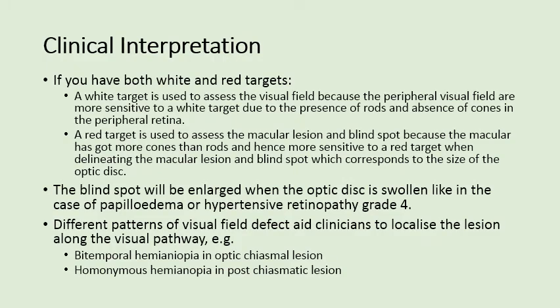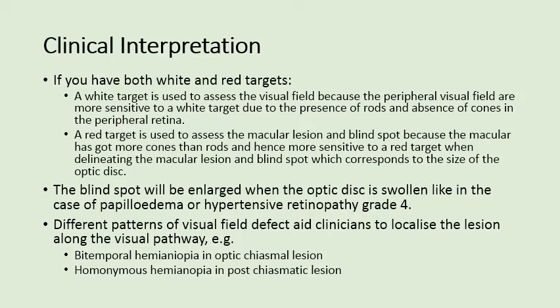For visual field examination, there's always a question: what is the difference between using white and red targets in the examinations? A white target is used to assess the visual field, especially at the periphery, because the peripheral visual field is more sensitive to the white target. What is the reason? It's because of the presence of the rods and the absence of the cones in the peripheral retina. Rods are responsible for black and white vision, and cones are responsible for color vision. So in the peripheral retina, your rods are predominant, and you will see black and white much better.